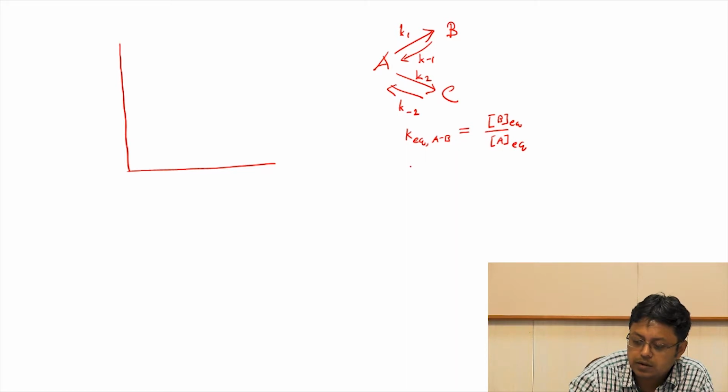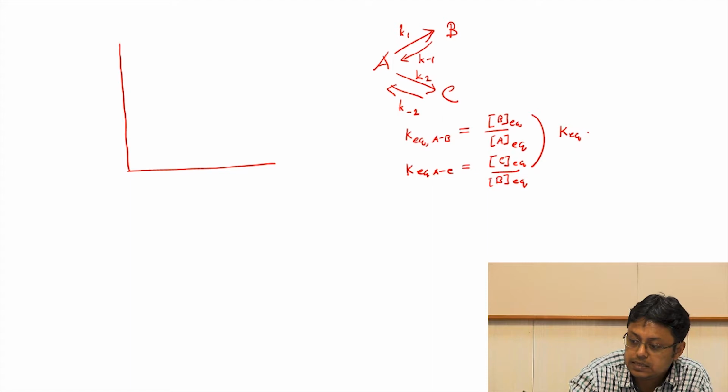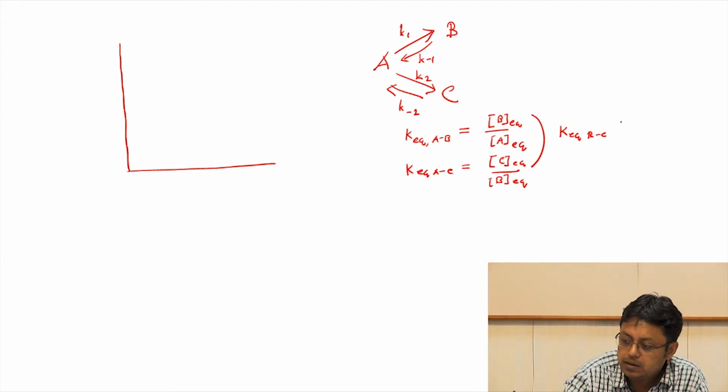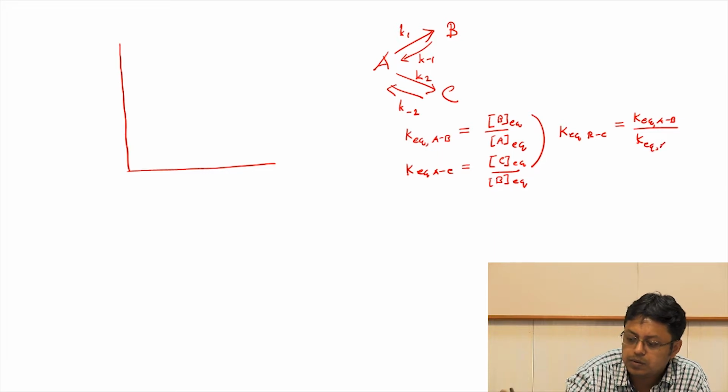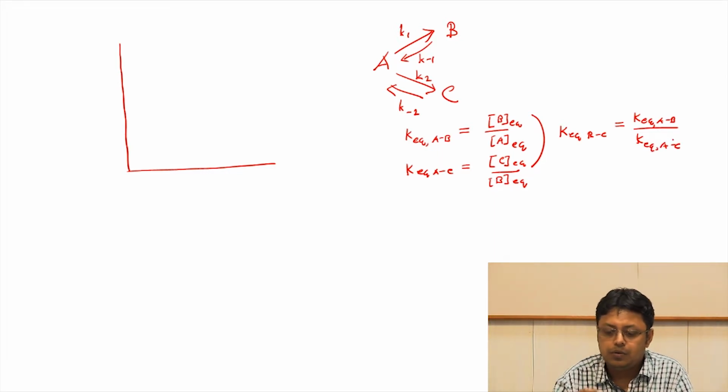There is also another equilibrium between A and C, which means it will be like C equilibrium by A equilibrium. If we combine these two things, there is also an equilibrium established between B and C, which can be given by the ratio of the equilibrium constants, AB divided by AC equilibrium. Now, how will you describe it?